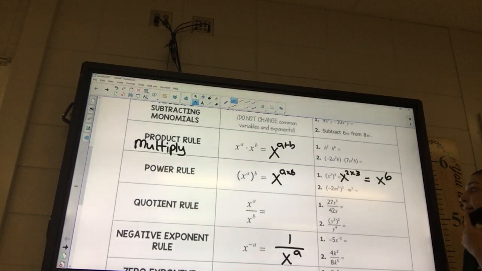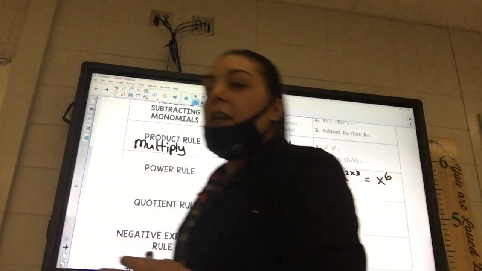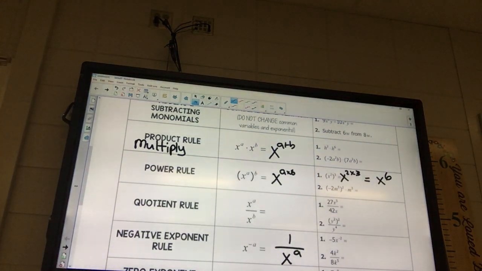In first grade. Okay, so that's what happens with the exponents. We add or we multiply the exponents together. Yesterday, with the multiplication rule, we add the exponents. Okay, today we put them together.